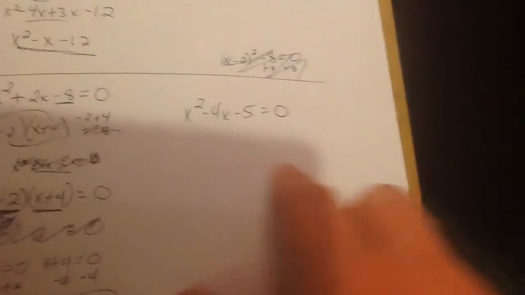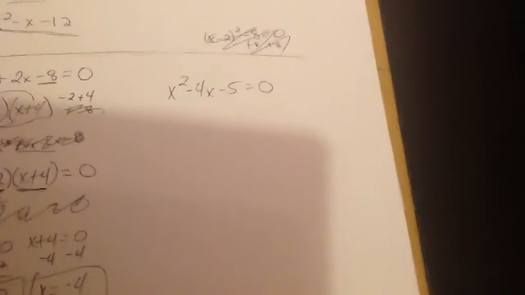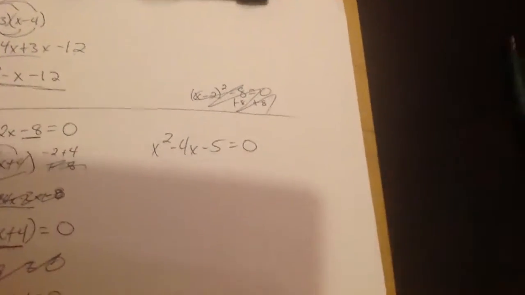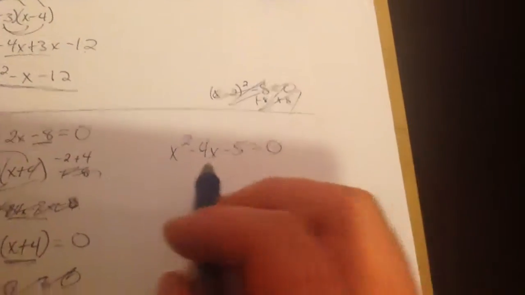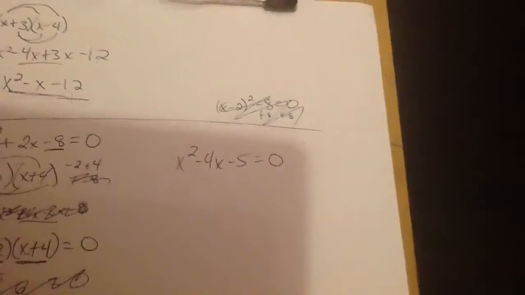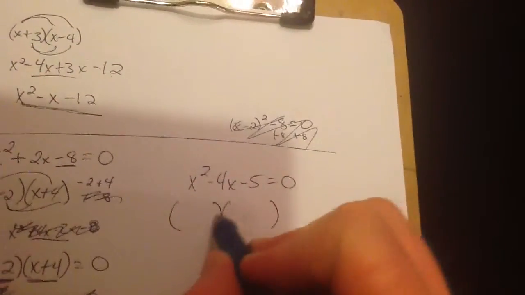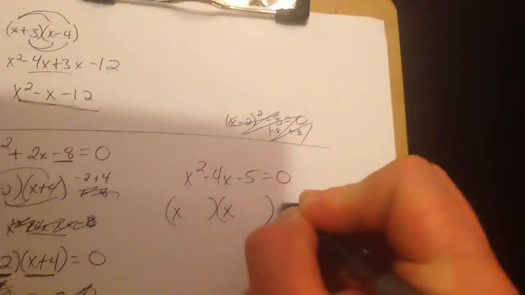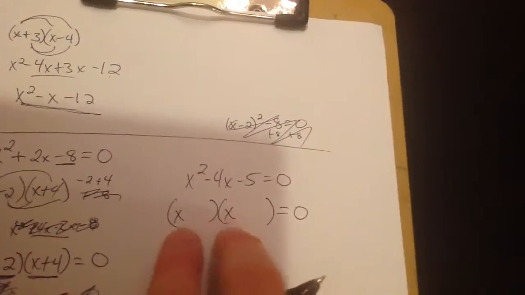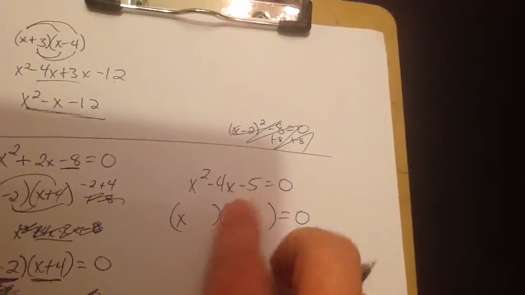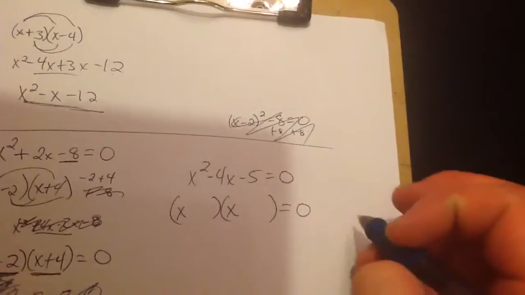All of your ones on your worksheet today are just going to be basic, simple ones like this. Well, I'm going to put a 2 in front next, but for now, you'll see. It's just x squared. That means it's easy factoring. I know it's going to be x times x. What two numbers multiply to give me negative 5 and add to give me negative 4?